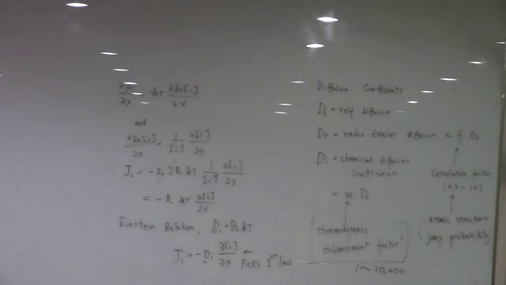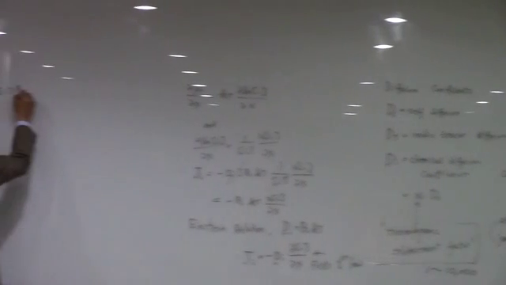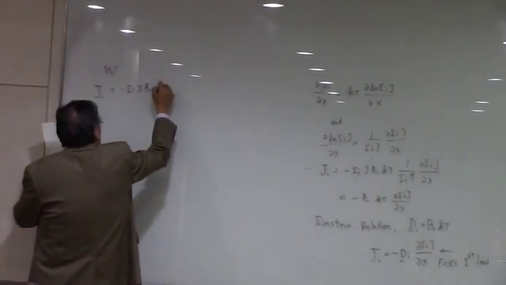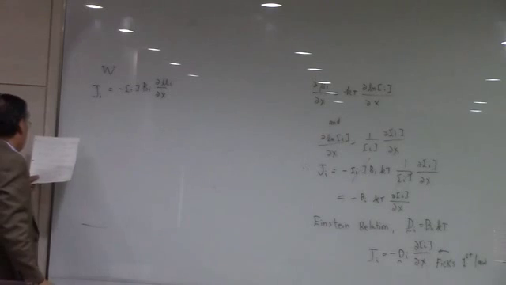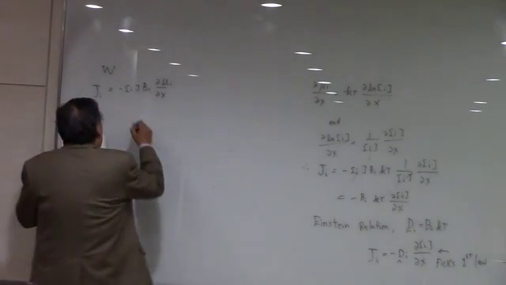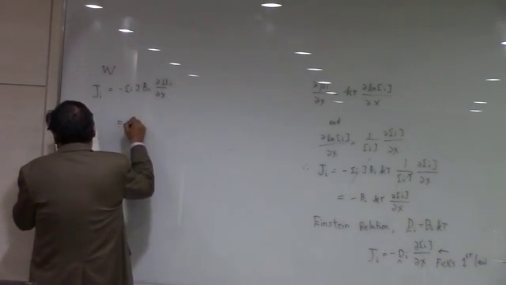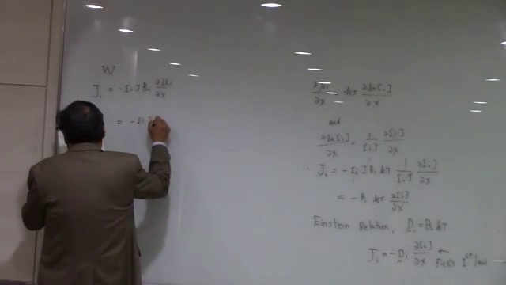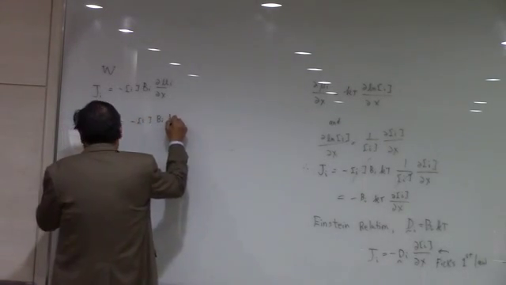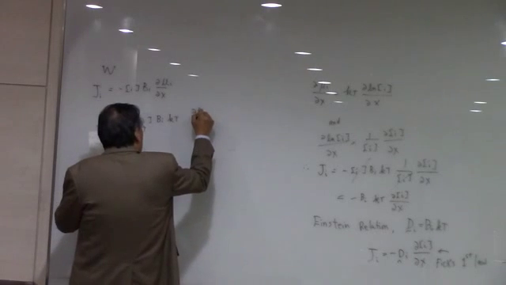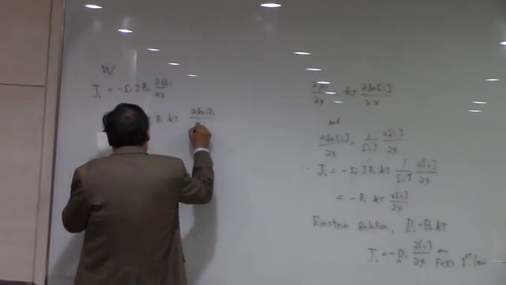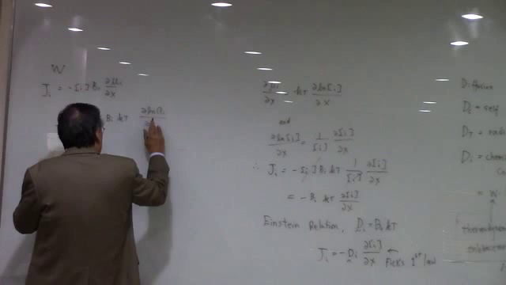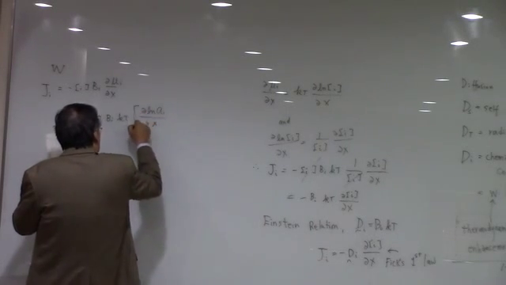Okay, so for the thermodynamic enhancement factor, we see the Ji is going to be Bi ∂μi/∂x, okay? And that is going to be Bi over kT ∂ln ai over ∂x, okay?